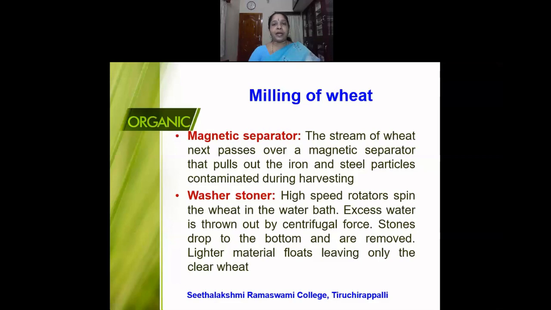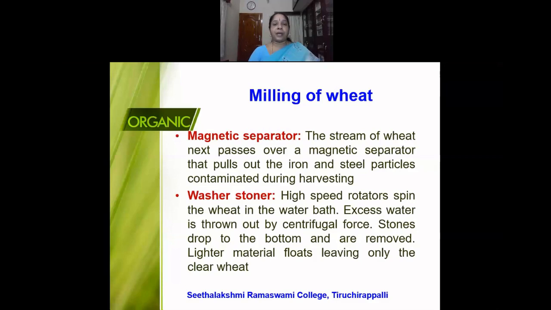Therefore, for separating the iron and the steel particles, the wheat has to be passed over a machine called the magnetic separator. As the name indicates, there are magnets present in this machine, and when the iron particles pass through this machine, the iron particles will get attracted towards the magnet and they will stick to the magnet. And after the wheat passes through the magnetic separator, we can assure that the wheat does not contain any metal contaminants in it. The magnet will remove all the iron or the steel particles that are present in the wheat grains.